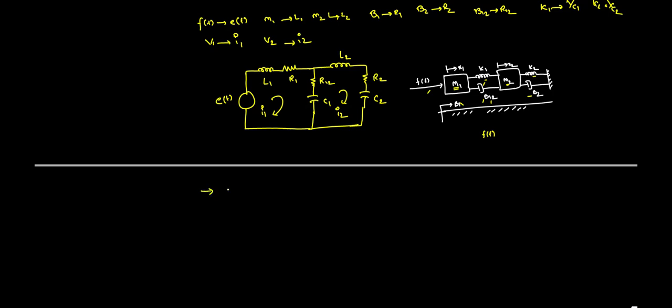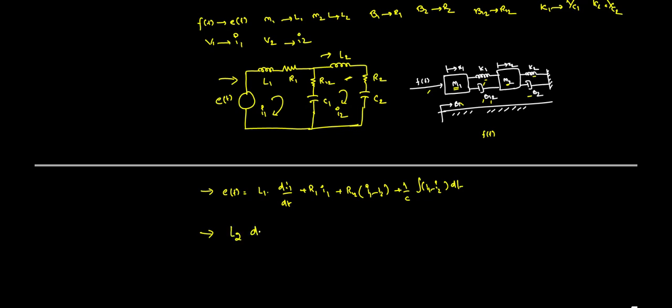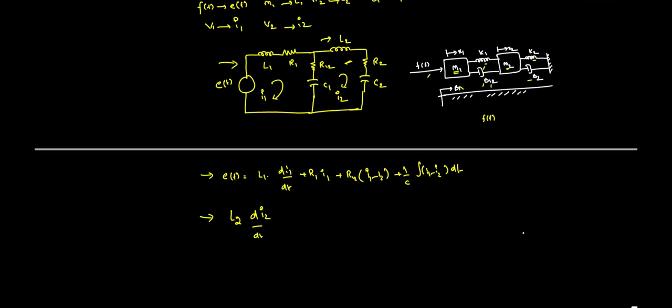Suppose the above equation. Here, for the equivalent circuit, E of t is equal to L1 di1 by dt. I am just writing the equation for this particular loop, plus R1 I1 plus R12 (I1 minus I2) plus 1 by C1 integral of (I1 minus I2) dt. For the second loop, I will start from here. That is L2 di2 by dt, plus R2 I2 plus 1 by C2 integral of I2 dt.